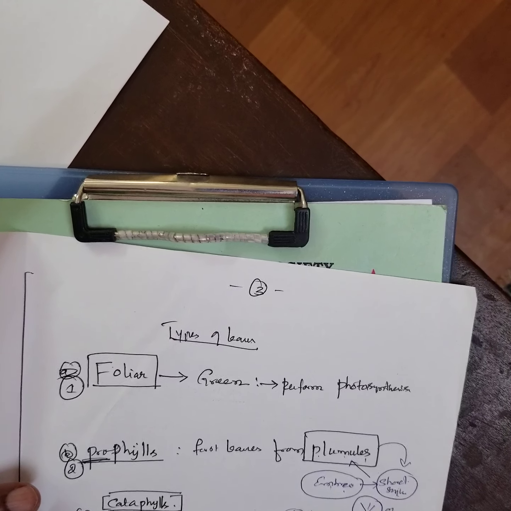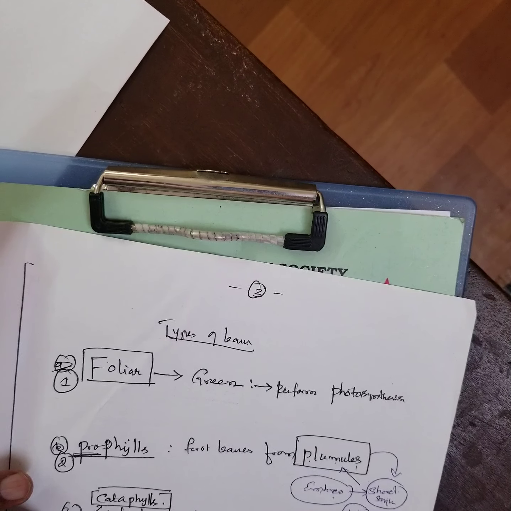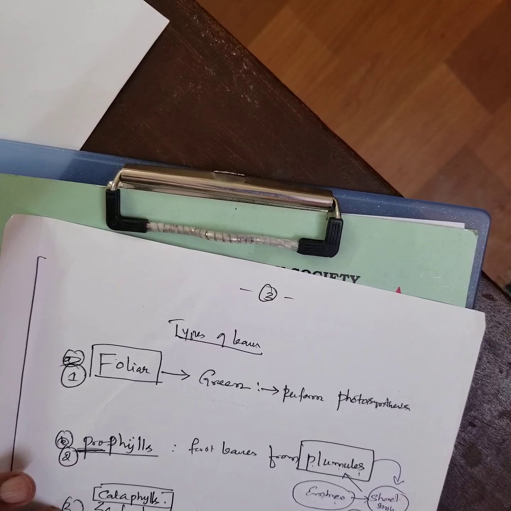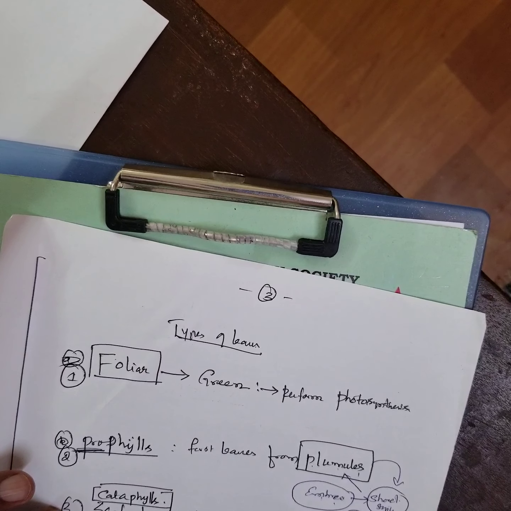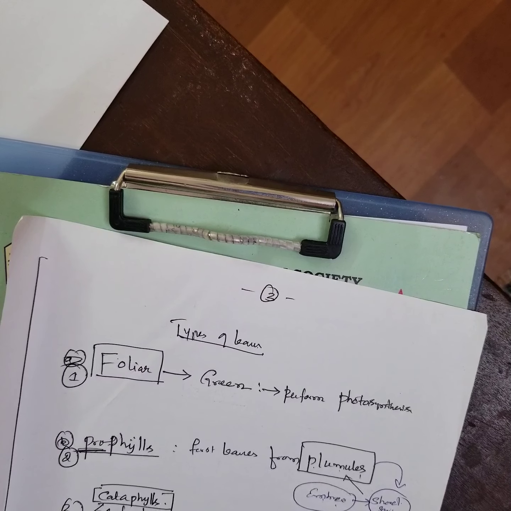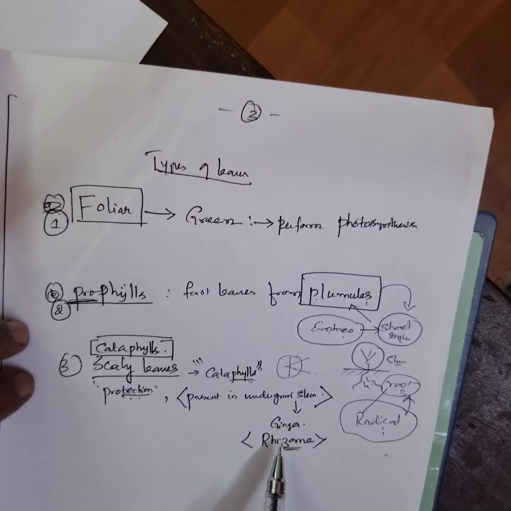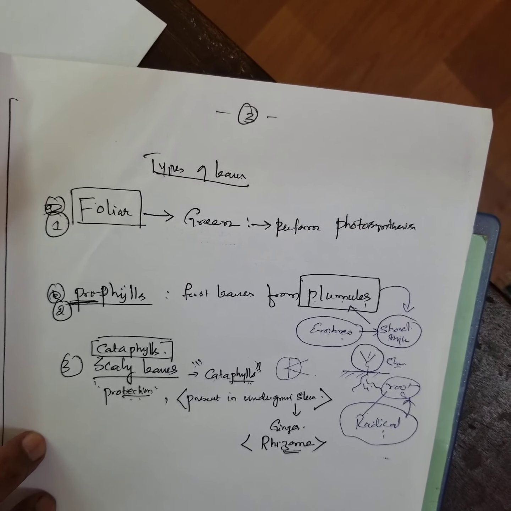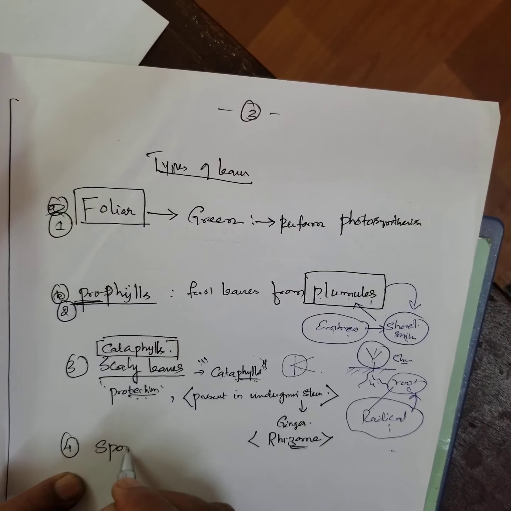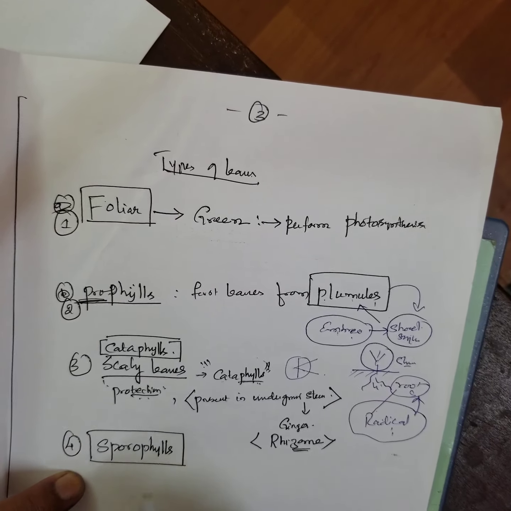The underground stem, what do you mean by this? For example, ginger. Don't write ginger and all. Write the technical word: rhizome, or rhizomes. They are called rhizome, ginger. Even you can say turmeric also contains the same. Ginger and turmeric, all that we have. Next one is called sporophylls, which produce spores.